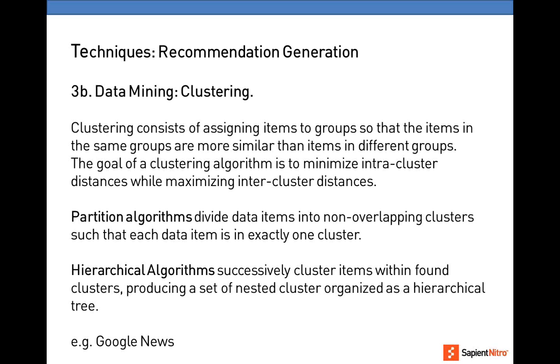One is partition algorithm, other one is hierarchical. There are others also, but these are the two majors. So partition divides into non-overlapping clusters with each data item in exactly only one cluster. Hierarchical algorithm successively clusters items within a hierarchy. So you kind of produce nested clusters. An example is Google News that also uses clustering for logically grouping the news rather than showing you the raw listing of the news. So it uses the cluster mechanism.